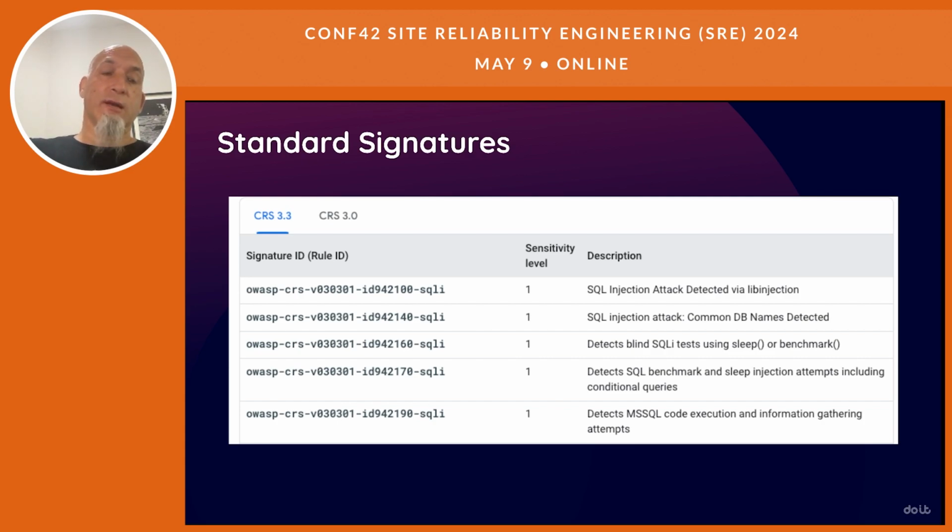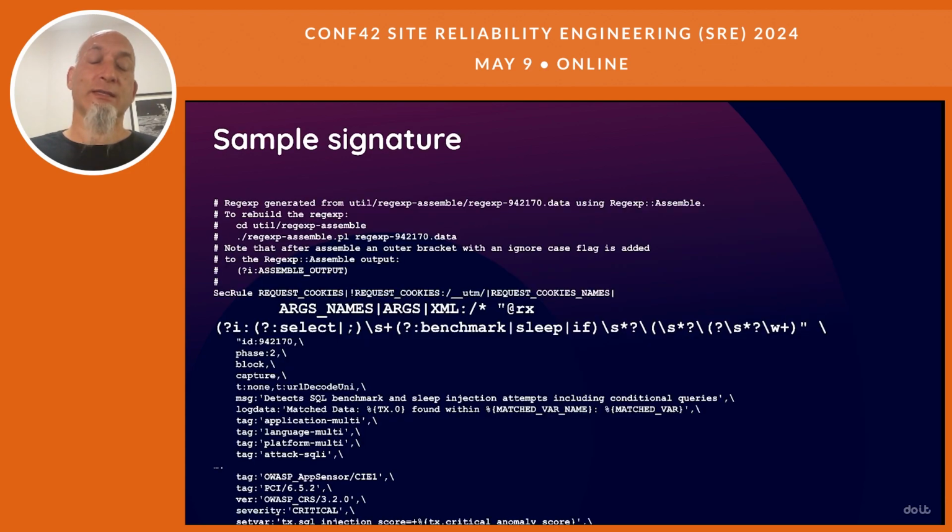Each one of these here is a definition from OWASP of a different type of SQL injection attack. The second one, common DB names detected. Well, you saw the database table students. I don't know how common that is, but the good people at OWASP determined that if database table names are in there, if database names are in there, it's more likely to be an SQL injection. And there are hundreds of these.